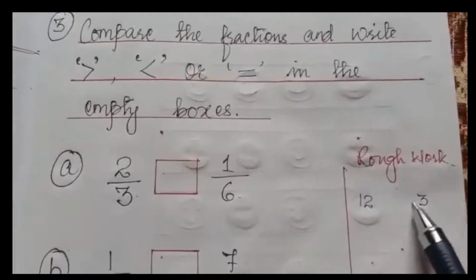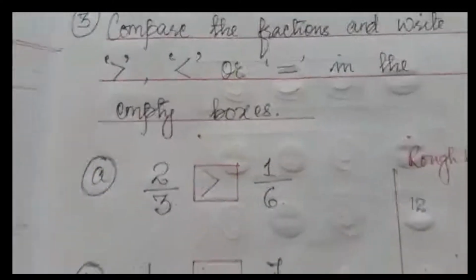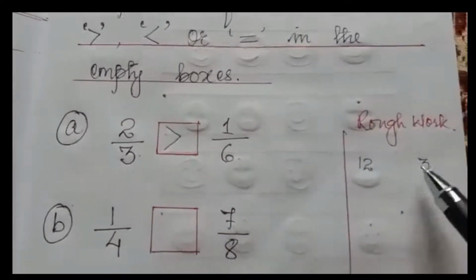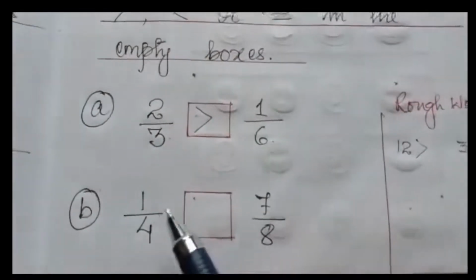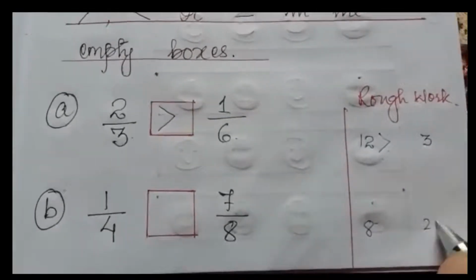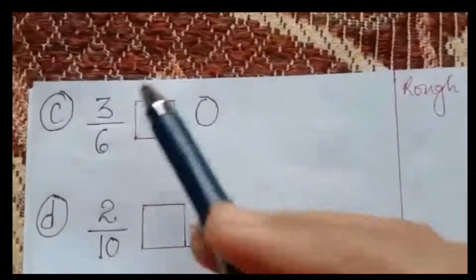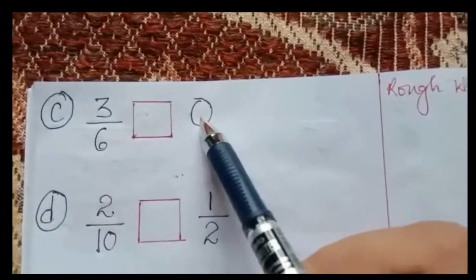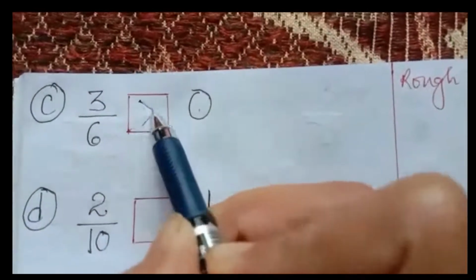Now this 3 is lesser than 12. So you have to give this symbol. This symbol will point towards the smaller one. So this 3 is smaller. So you have to give this symbol in this bracket. Next is again 1 8s are 8. 4 7s are 28. So 8 is smaller. So symbol will point towards this 8. So symbol will be this one. Now next is 3 by 6 and 0. And we know 0 is always smaller than positive number. So 0 is smaller. We can easily write this symbol.